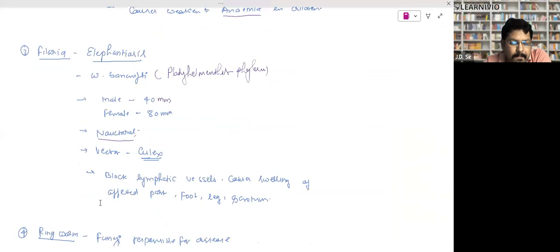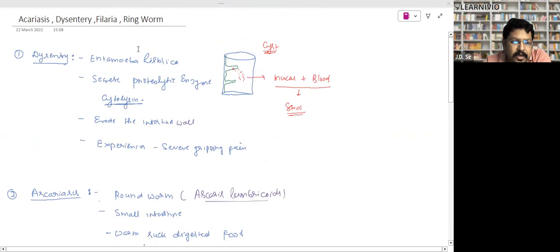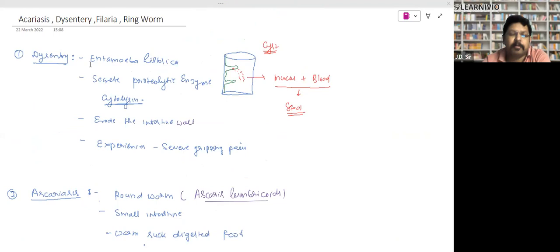Next disease is ascariasis, dysentery, filaria, and ringworm. So first, dysentery. Dysentery is caused by Entamoeba histolytica, we know.